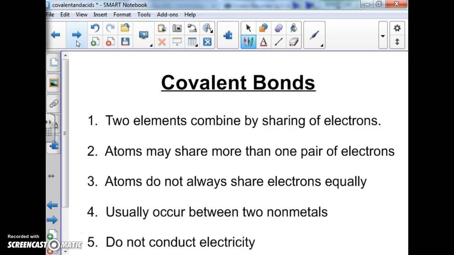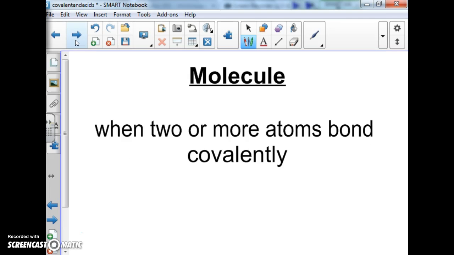Next, you're going to write the 5 characteristics of covalent bonds. Again, pause the video as necessary now. Next, you're going to write down the formal definition of a molecule. Again, pause the video as necessary so you can get this definition on page 6.